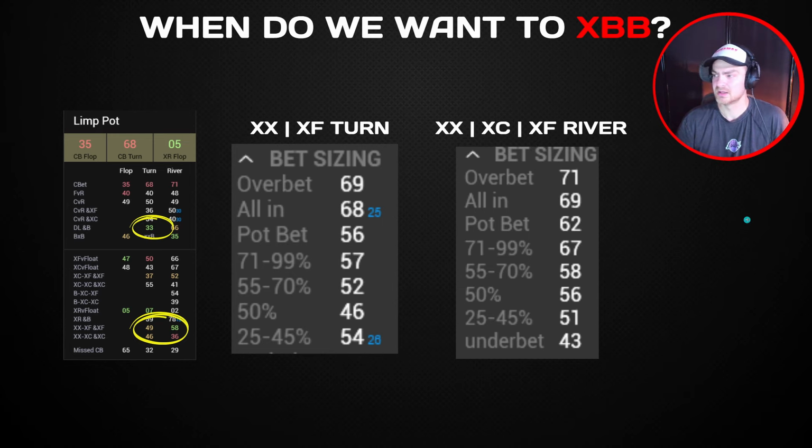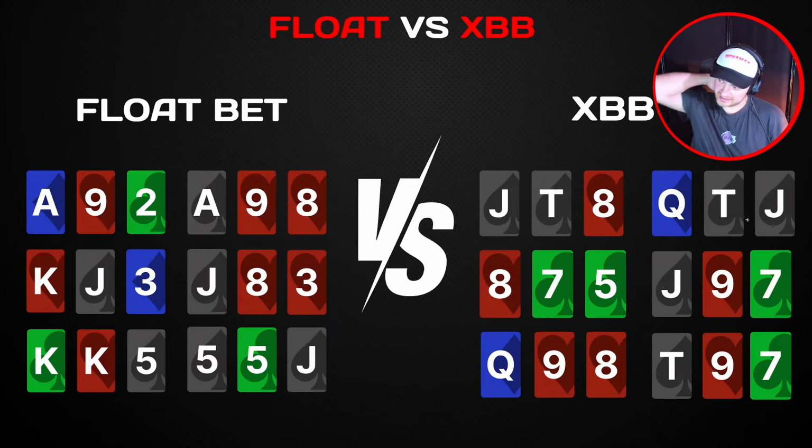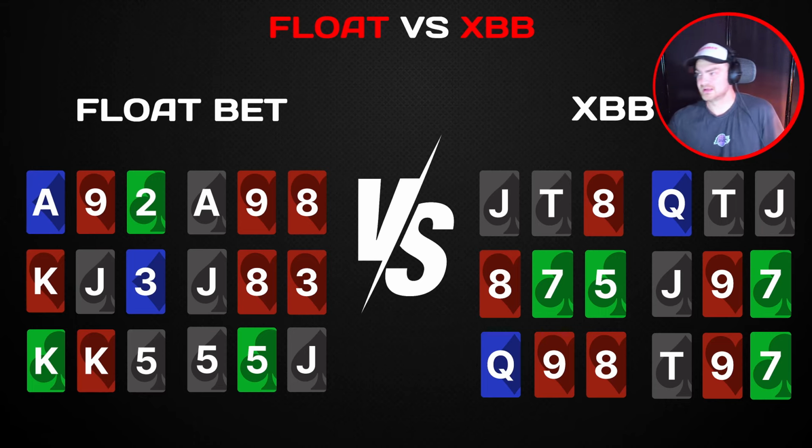Okay, so now I made a little overview of when I want to use the float bet and when I'm using the check bet lines. Basically, on very dry boards, which you see here on the left side, I want to use the float bet, and on the right side, these are the boards where I use the check bet line.